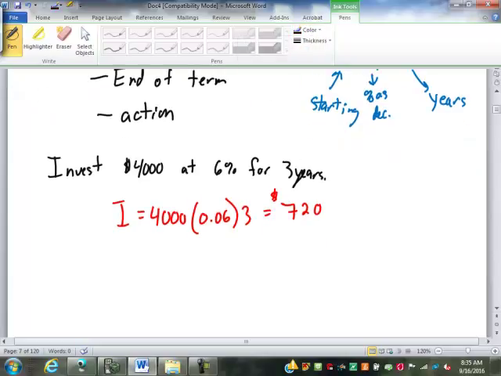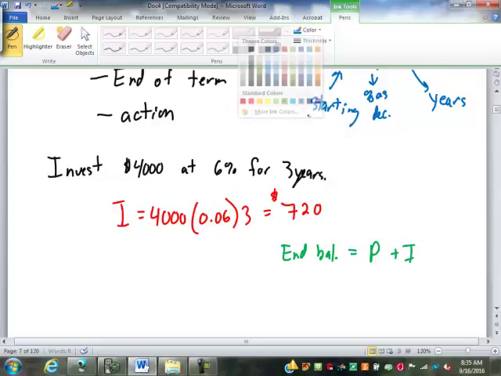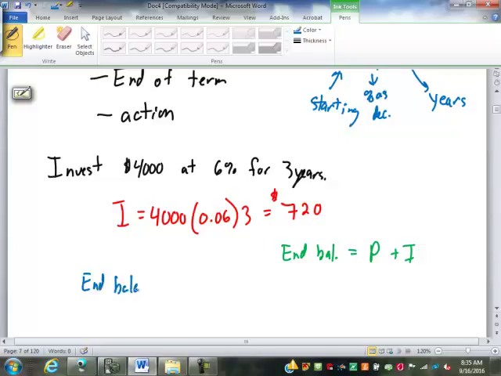The next thing, the next big formula is maturity value. That's your ending value, in other words. It's your ending value, ending balance we'll call it, is equal to your principal plus your interest. So back over here, if you want to know how much you're going to have at the end, your ending balance was going to be the original 4,000 plus the 720 in interest. So $4,720.